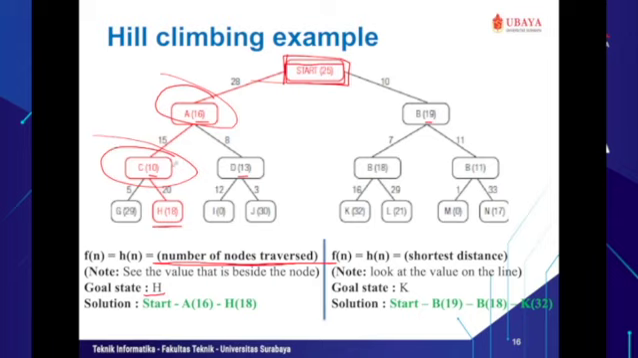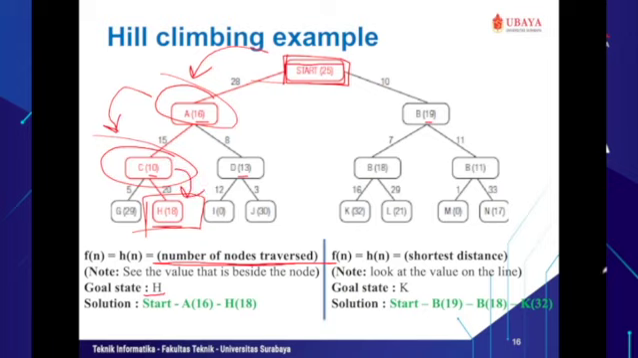Again, coming back, node C has two child nodes, node G and node H. Node G is 29, node H is 18. And coincidentally, node H is our goal state. So in this case, we will choose node H. So our solution will be from the start here, we go to A, to C, and then we get to H. Okay, let's see another example.